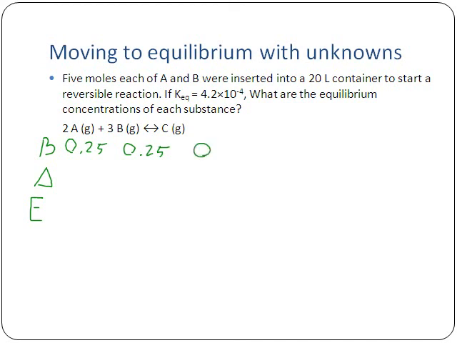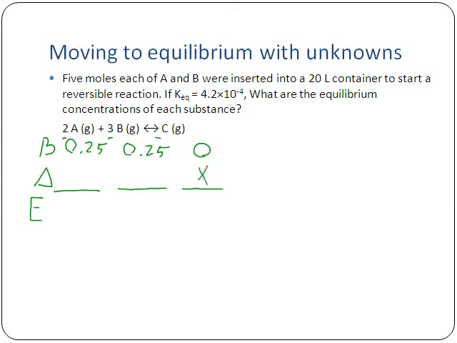So, do we know anything about the equilibrium concentration? Not at all. We don't have any information about that. And so what we're going to do is call the change X for one of these substances. In this case, A has a coefficient of 2, B has a coefficient of 3, and C has a coefficient of 1. Since C has a coefficient of 1, we're going to call the change in C X.